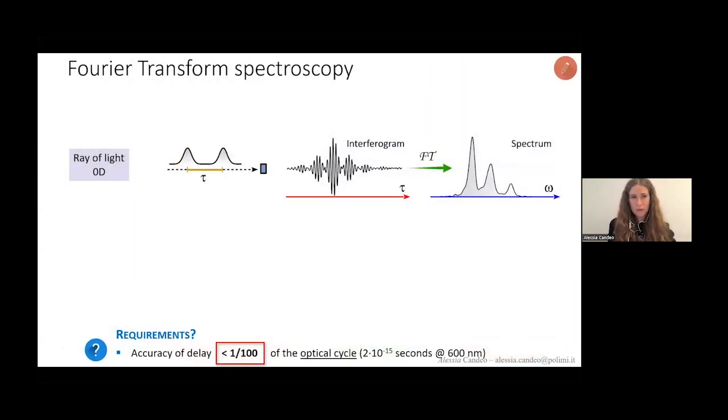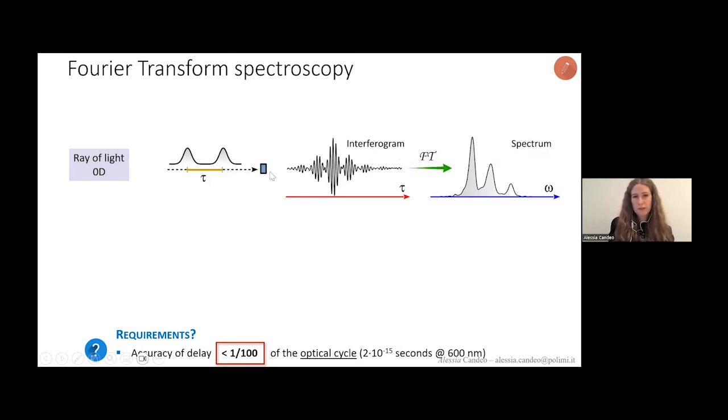Another approach, a completely different one, is the Fourier Transform spectroscopy-based method, or the interferometric method, in which basically we generate two replicas of our incoming light, and we separate them in time with a specific delay. And by varying this delay, we can basically let the two replicas interfere. So with the photodetector, we can acquire different signals of this interference between the two replicas, and we can obtain a so-called interferogram. And then with the Fourier Transform method, we can retrieve the spectrum.